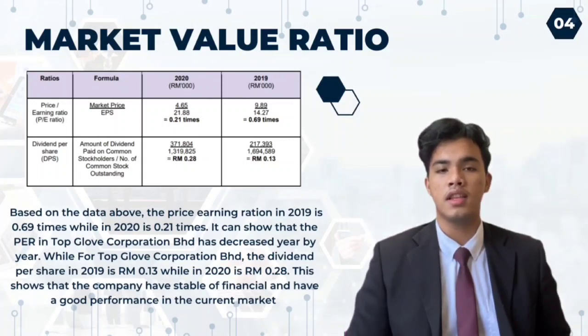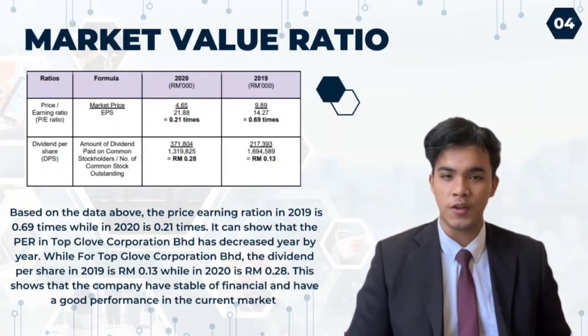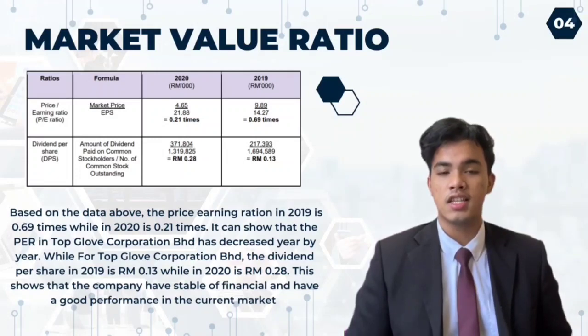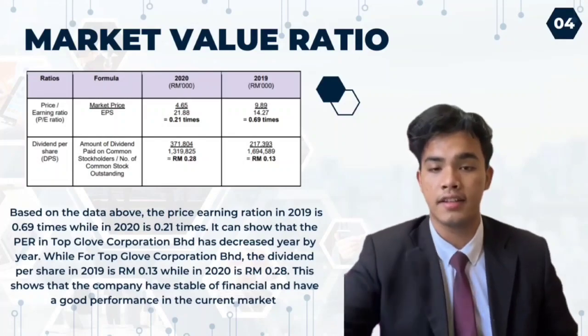For 2020, the amount of dividend paid to common stock holders was 371,804, divided by the number of common stocks outstanding, which is 1,319,825, then we get the answer of 28 cents. This shows that the company has stable finances and has good performance in the current market.